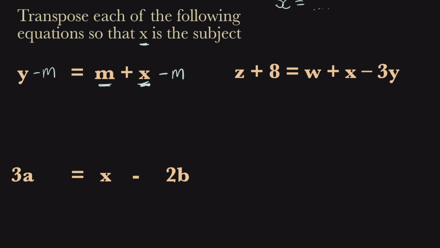Now I'm going to rewrite the equation. So it'll be y take m is equal to, on this side we've got plus m minus m. So when we combine them together, they cancel out to 0. And then whatever's left is just x. So we've got y take m equals x. And if we swap the other way around, we could write x equals y take m. And that's how we transpose so that we make x the subject.